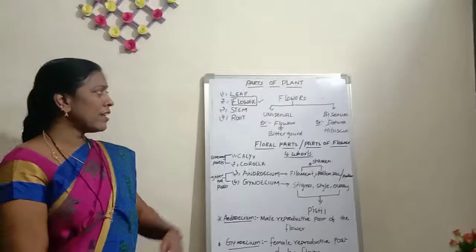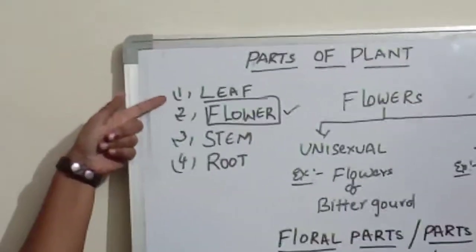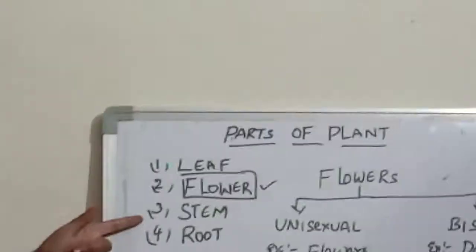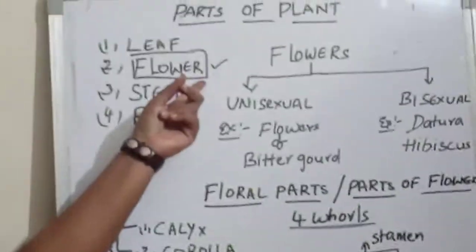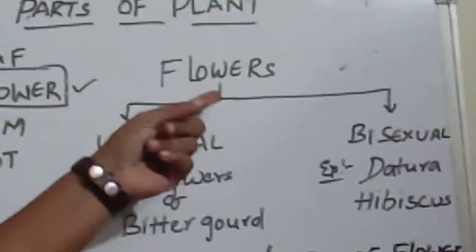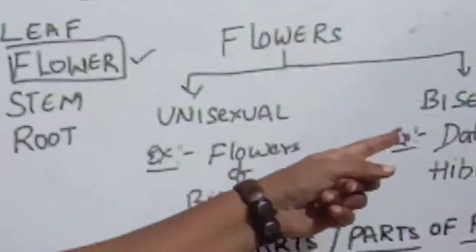Today I am going to tell you about the lesson parts of a plant. The parts of the plant are leaf, flower, stem and root. Today I am going to discuss the parts of the flower. Flowers are of two types, unisexual flower and bisexual flower.